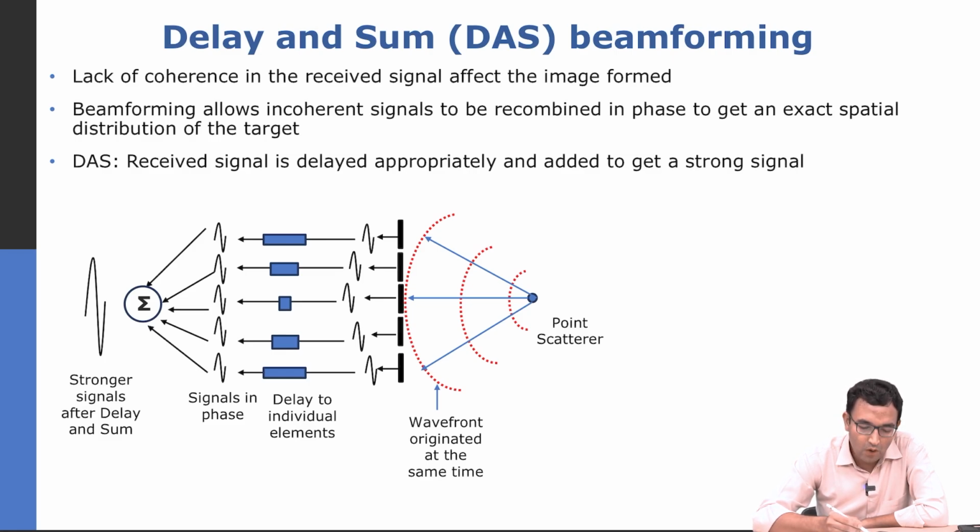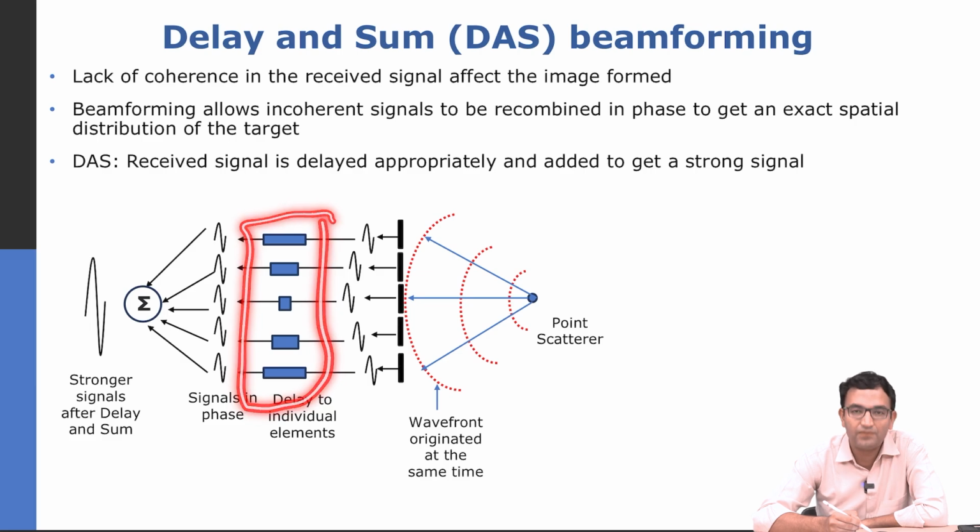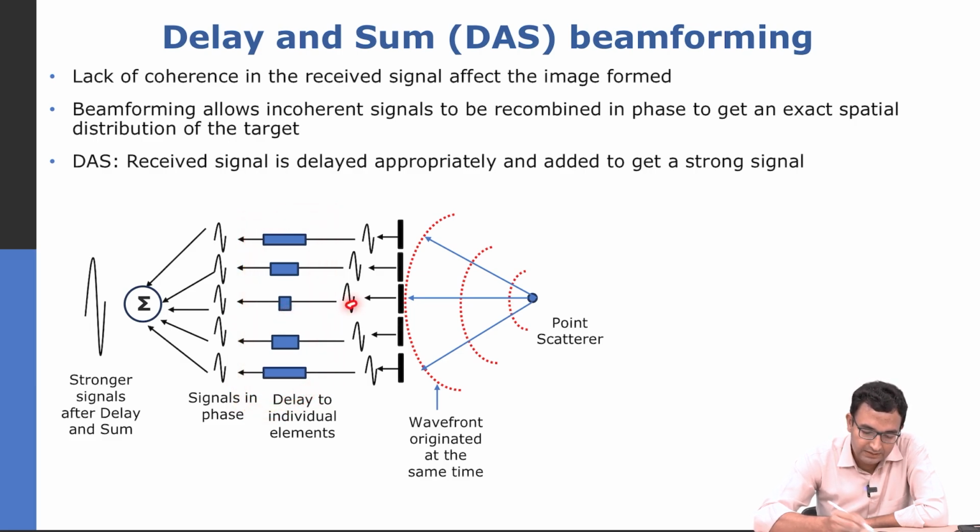So if we want to have them sum up in phase, then we have to give them some delays. The least amount of delay is given to the center element, because this is where the signal arrives first, and the highest amount of delay is given to the peripheral elements. Now the signals are aligned, and then you can sum and you get a strong signal. So what did we do? We provided delays, then we summed up the signal, and you do this for each pixel at each location. So you got what is called delay and sum beamforming.